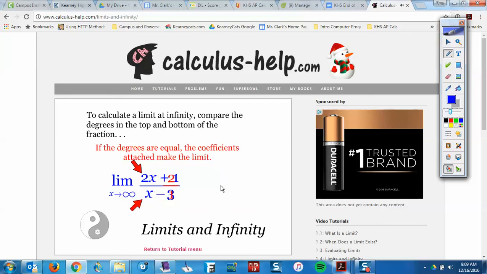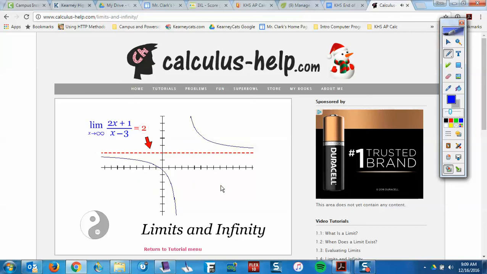Again, sounds like a lot of gobbledygook. We just take the coefficients of those x terms to make up the limit. Therefore, the limit will be 2 over 1, and we say that the limit as x approaches infinity of 2x plus 1 divided by x minus 3 is 2. And remember, we already know from the graph of f that the horizontal asymptote is 2, so it checks out.